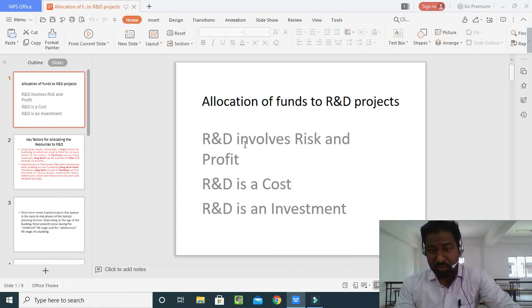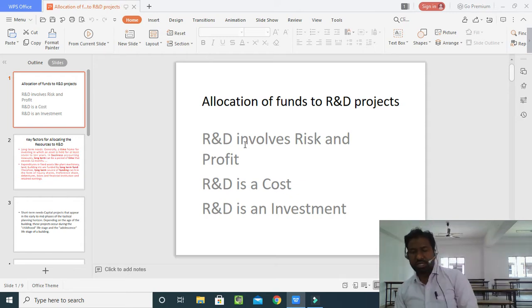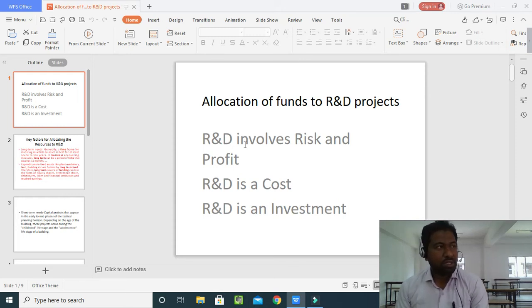It can be a risk and profit. It can be a cost. It can be an investment. That means what are the uses? What are the allocations of the funds for R&D projects? The R&D projects nowadays are utilized for taking the risk and making the profit.